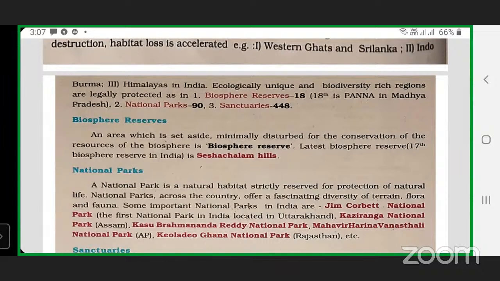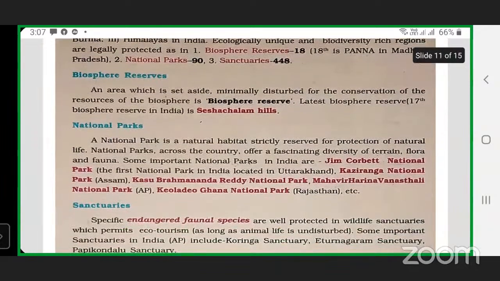Then come to the national park. A national park is a national habitat strictly reserved for protection of natural life.